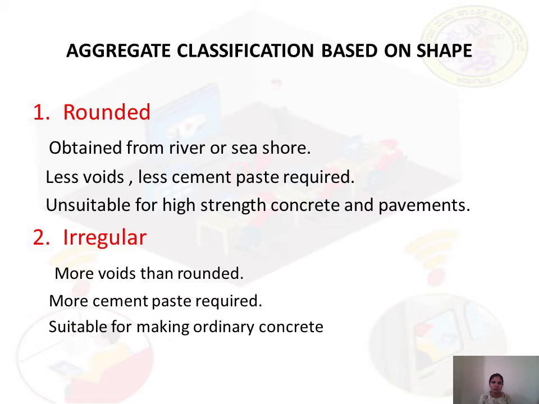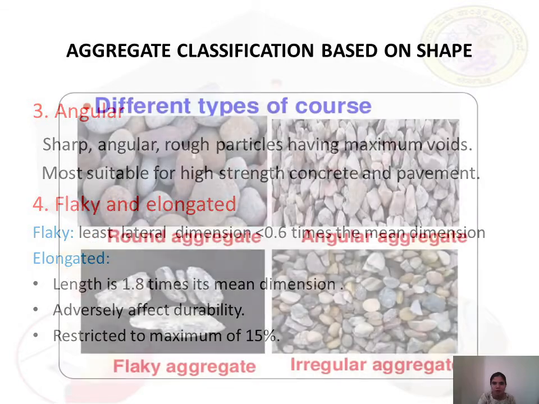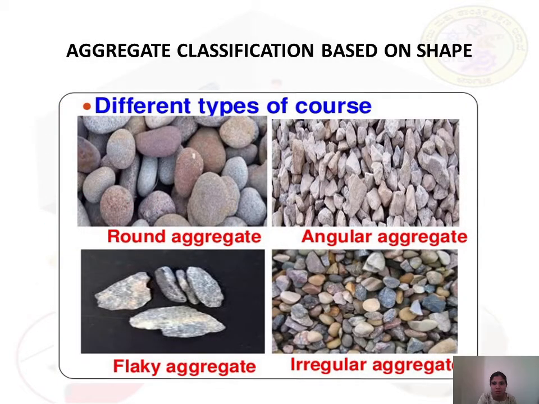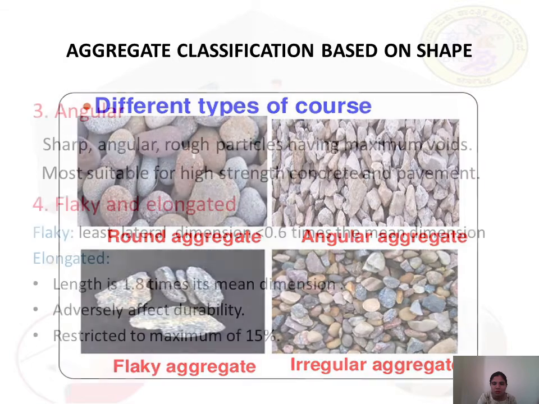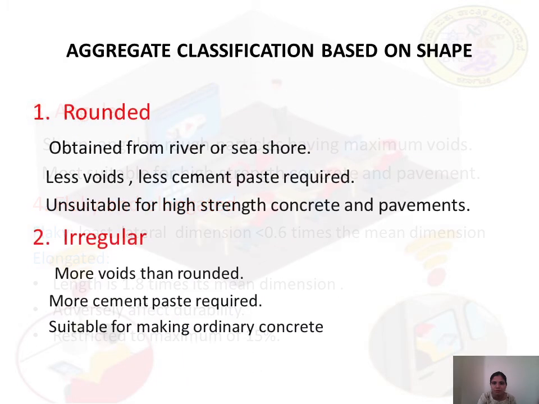Coming to the second type of aggregates, that is irregular aggregates. Irregular shape aggregates, you can see in the sketch. When these aggregates are placed in concrete, they have more voids than the rounded aggregates. So more cement paste is required, and such aggregates are suitable for making ordinary concrete.